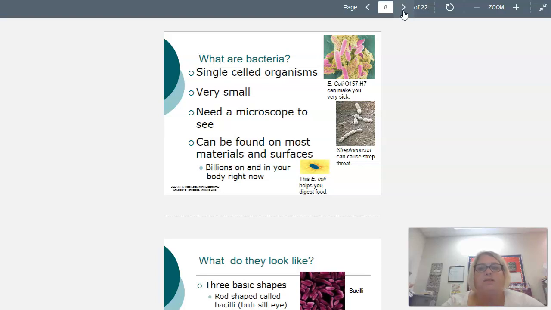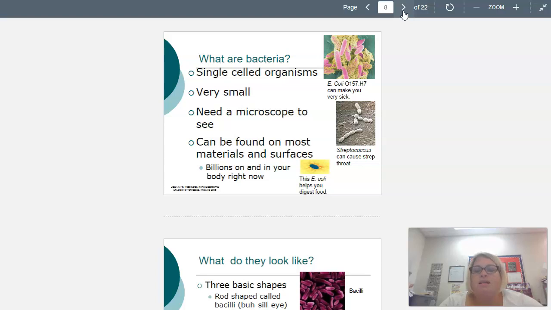A couple to think of: there's the E. coli that can make you sick, that is found on meat and can be found on surfaces and things like that. Streptococcus, which causes strep throat. Stop and think, if you have one friend with strep throat, it spreads very quickly even if you aren't sharing drinks or food or things like that, because it can live on the surface.